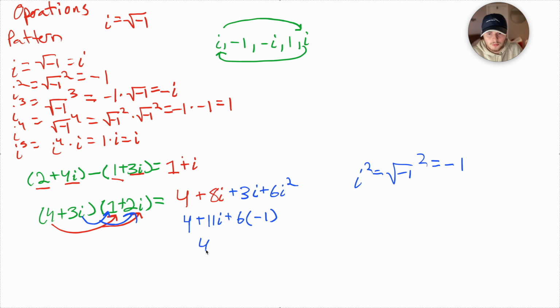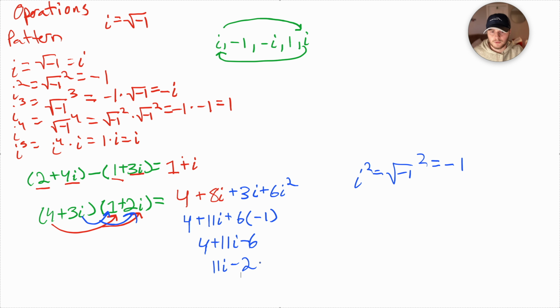So this is 4 plus 11i plus 6 times negative 1, so minus 6. And now we have two real numbers left, so let's just start with 11i here. Then we're going to have 4 minus 6, which is negative 2. So 11i minus 2 would be the solution to that.